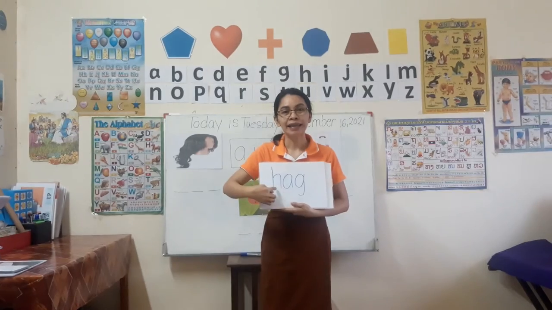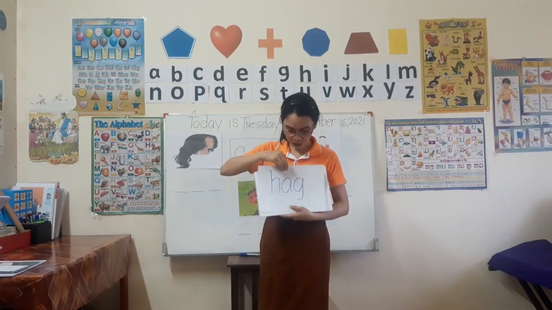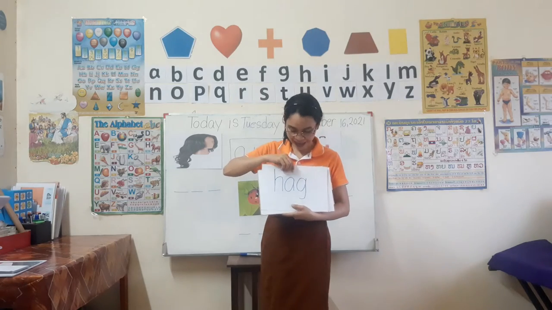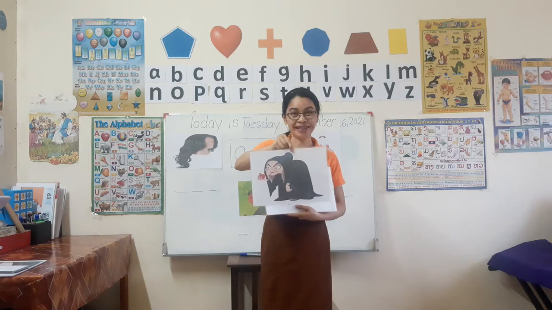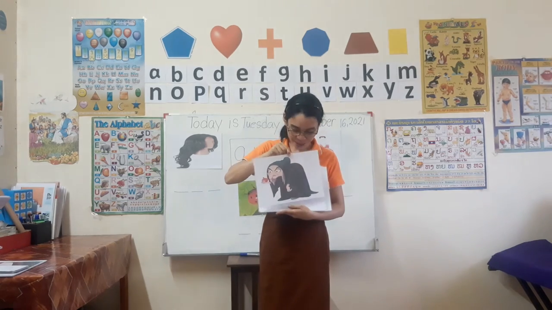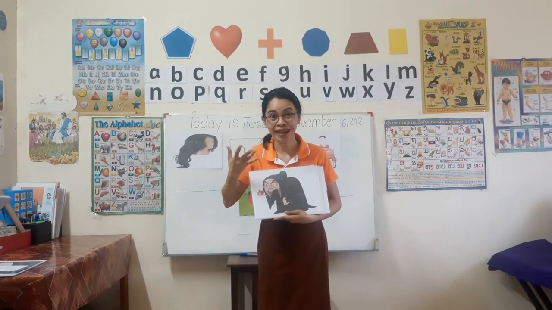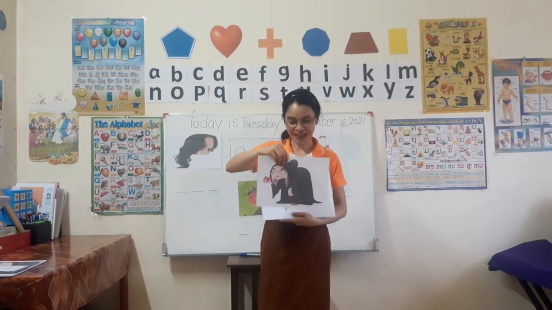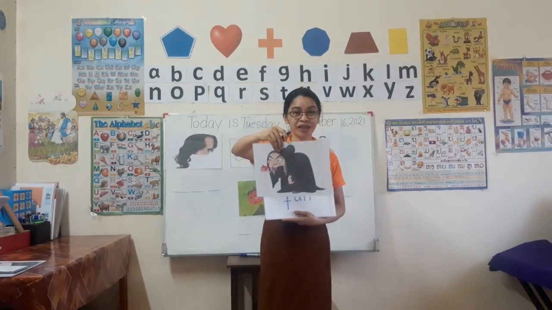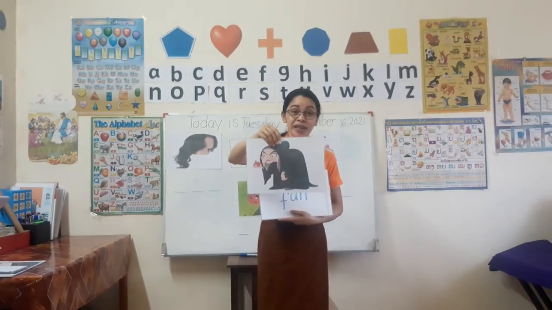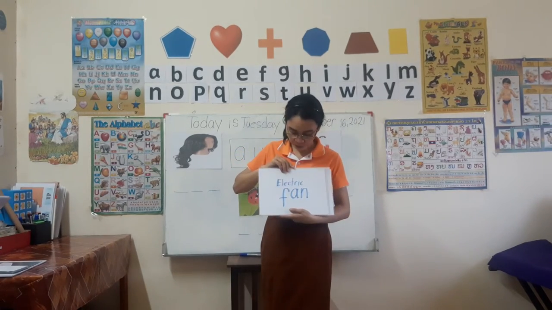Next, what about this? Hag. Not hug. Hag. The meaning of hag, children, is someone with an evil-looking face. So this is called hag. Again, children, there is no hag. It's just a story.